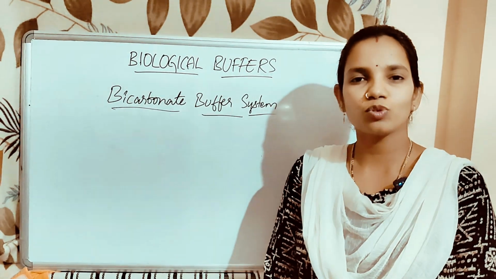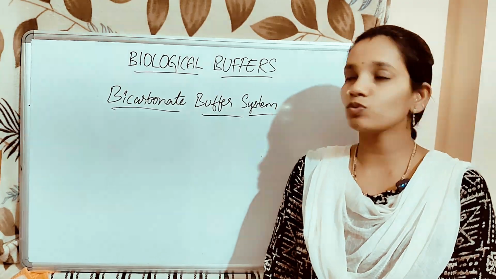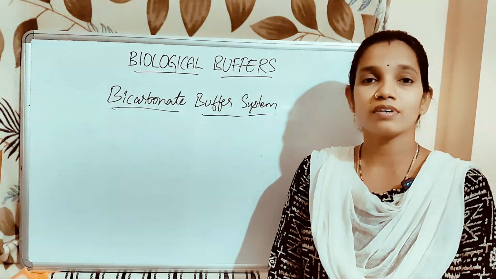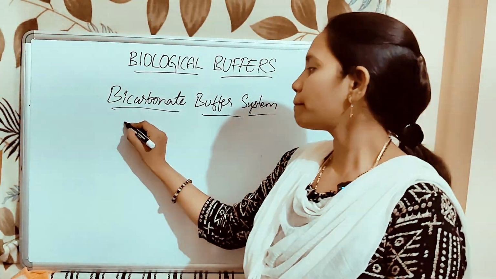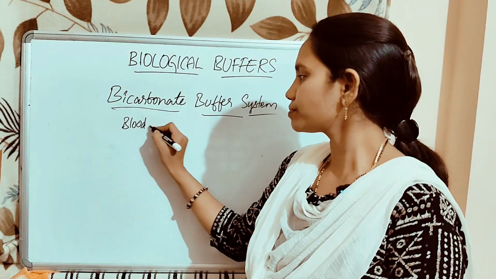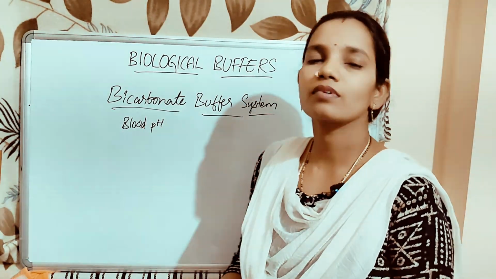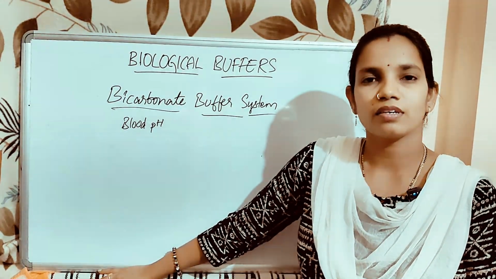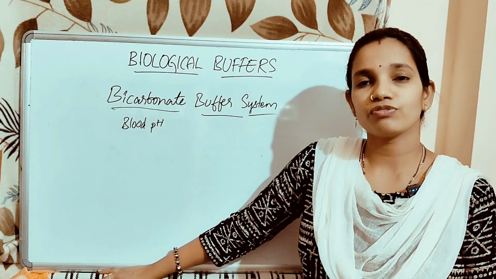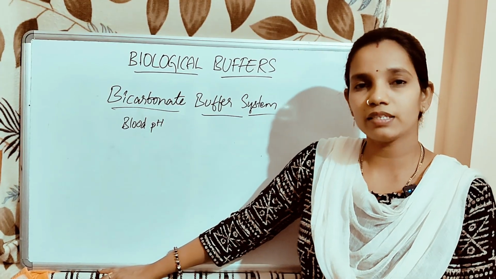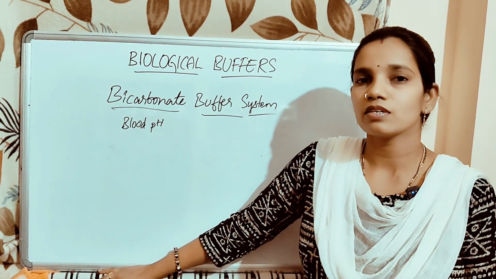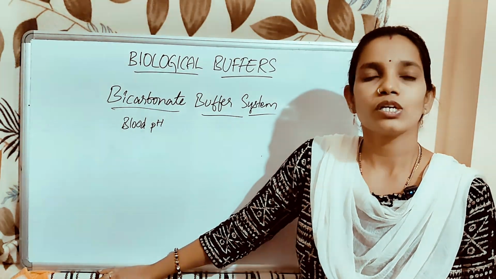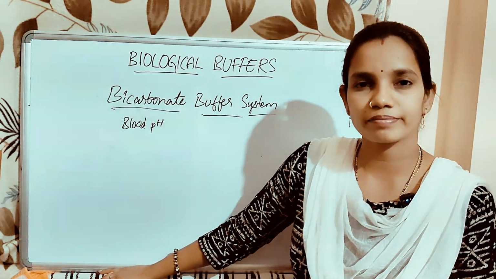Now we will learn one of the most important buffer systems in our body, that is what? The bicarbonate buffer system. It helps us stay alive by controlling what again? Blood pH. So our body produces acid every second. If pH goes out of balance, even slightly, serious health problems can occur. So luckily we have a natural defense system, that is what? Bicarbonate buffer system. Let's see how it works in our body.